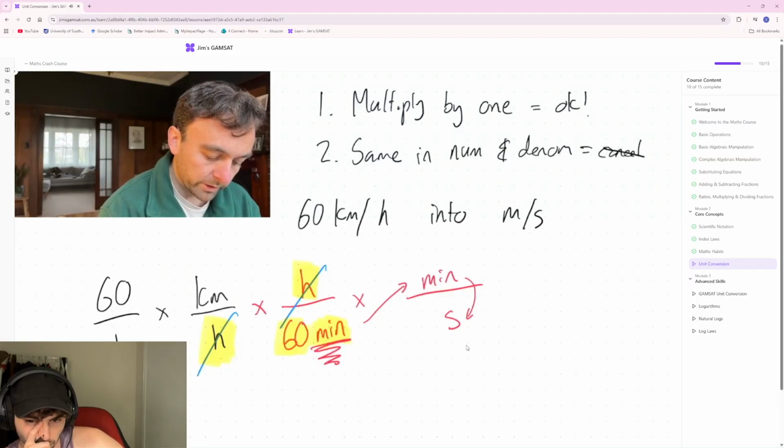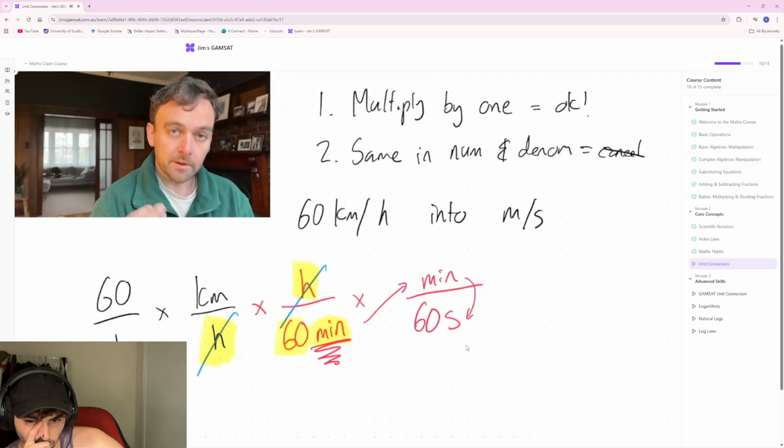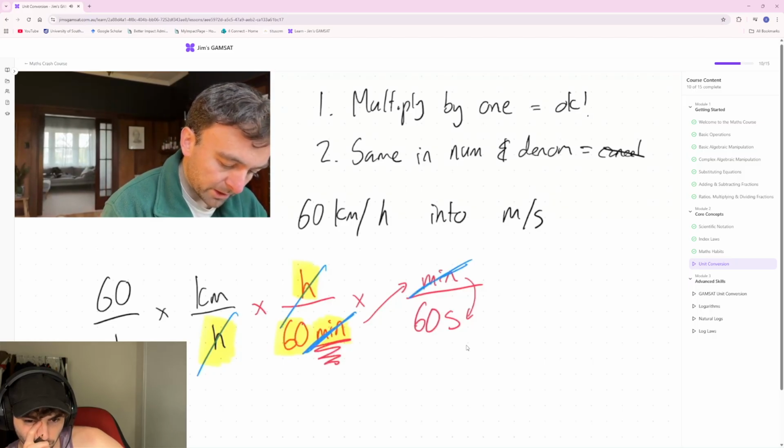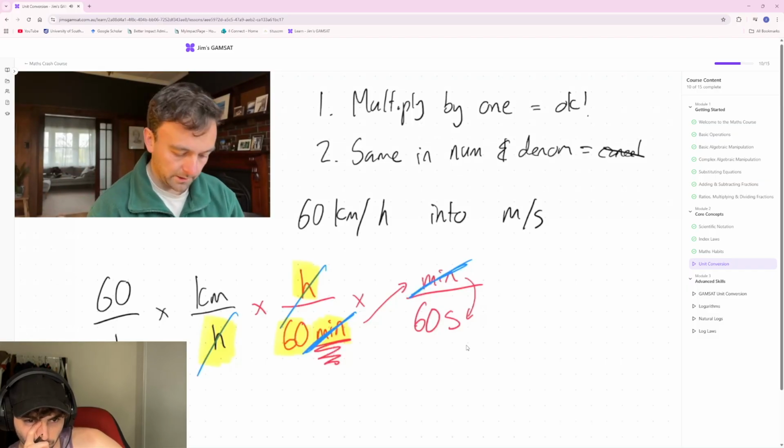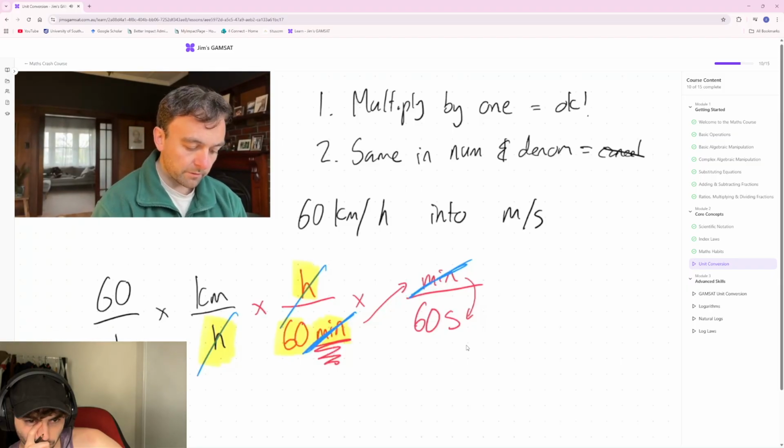So what I do here is I'd say, well, there are 60 seconds in 1 minute. So if I put a 60 down here, that's going to balance out. And the effect of that is we can then cancel this minutes off. And you can see that now we've basically just said that we divide by 60 to convert from hours to minutes and divide by 60 again to go from minutes to seconds. And hopefully that just makes a bit of conceptual sense if you think about that.